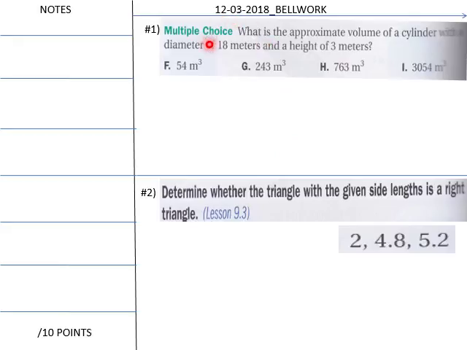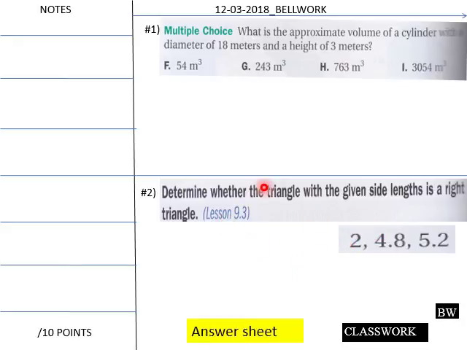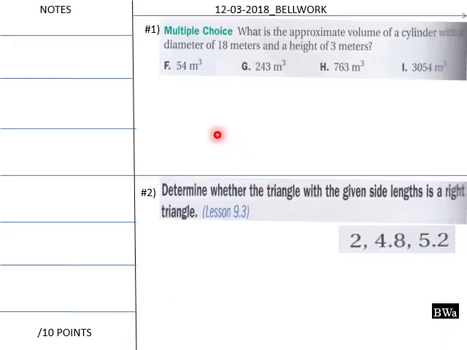Okay, today's bell work is: what is the approximate volume of a cylinder with a diameter of 18 meters and a height of 3 meters? What's our volume? And then determine whether the triangle with the given lengths is a right triangle. Okay, students, you got that? I give you 5 minutes. Okay, welcome back. You're done.